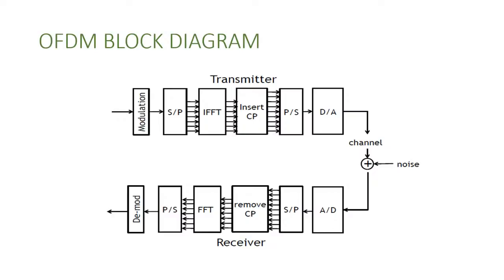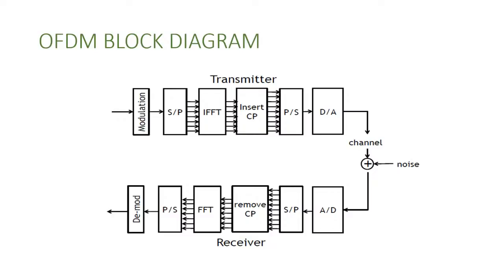Cyclic prefix means the last 25% of the signal is copied to the front. For example, if I send the word HI, the last part, I, is placed in the front, but HI is also sent, so it becomes IHI. Here the guard interval is maintained with the cyclic prefix, so the repeated part won't corrupt the message. That is the concept of cyclic prefixing: the last part of the signal is placed in the front.